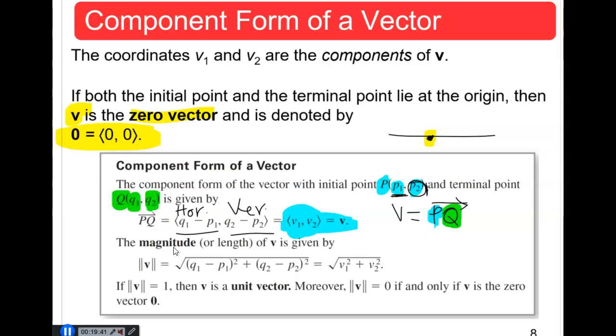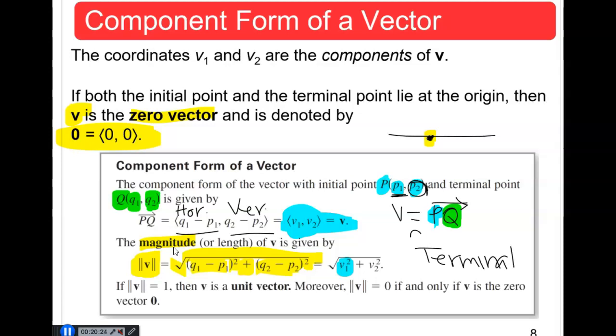Now, again, to get the magnitude of a vector, we use the distance formula. We use the double vertical line to indicate the magnitude, and that will be the square root of the difference of the horizontal components squared plus the difference of the vertical components squared. And if we already have our vector in component form, then it's enough to just square the components, remember, this will be the terminal point.